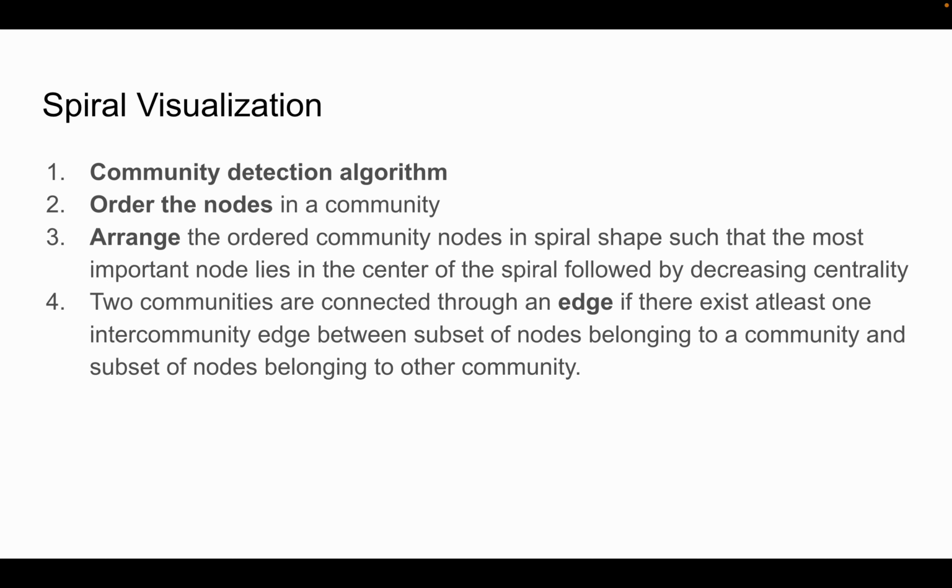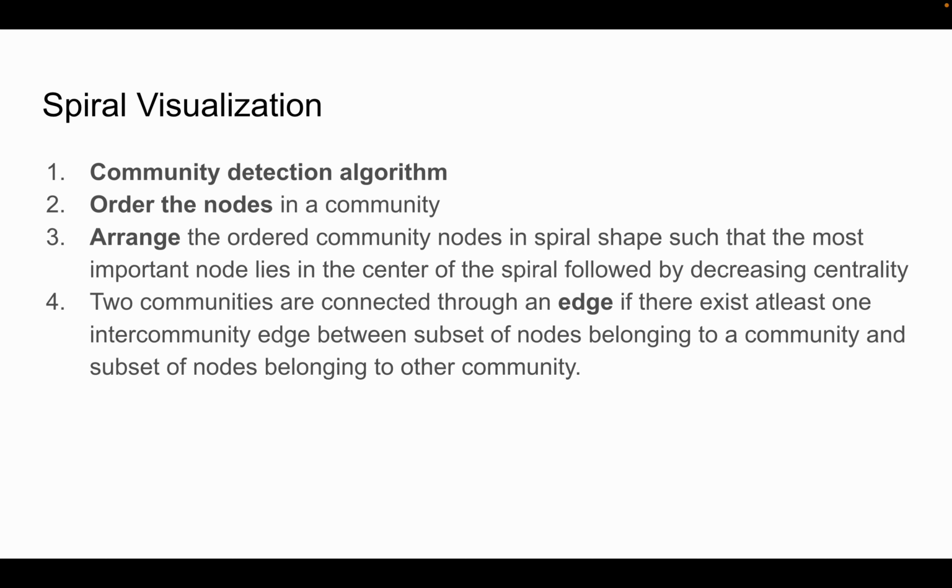So when we get a set of nodes representing the communities, we order the nodes present in each community. The ordering is done based on the importance of the node. Now there are various criteria by which the importance of a node can be measured. The first is degree. Degree is the number of nodes to which a particular node is connected. The higher the degree, the more important the node.